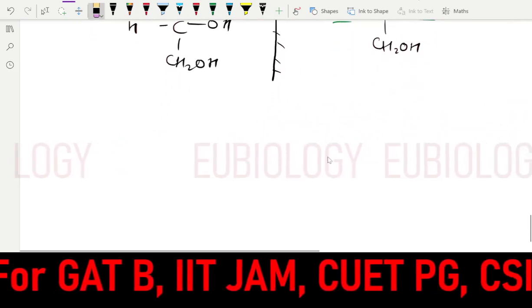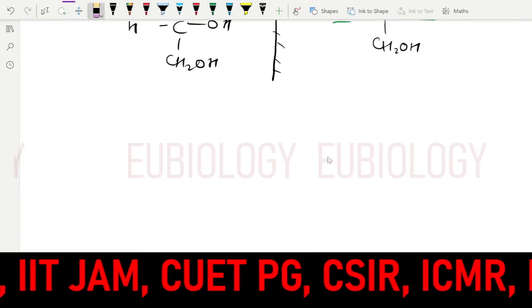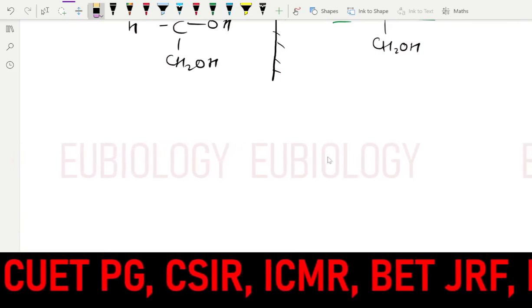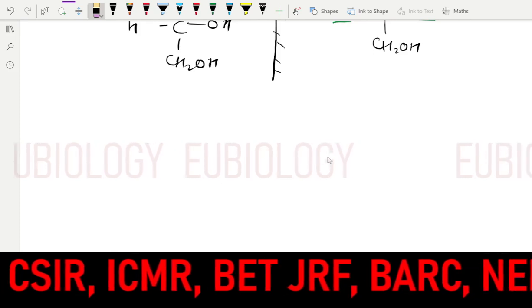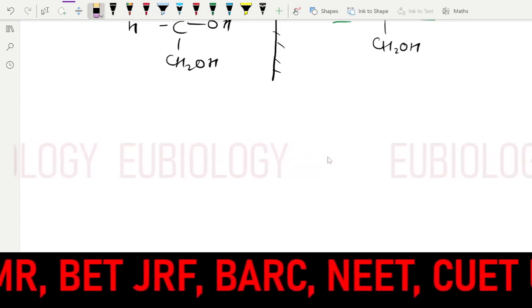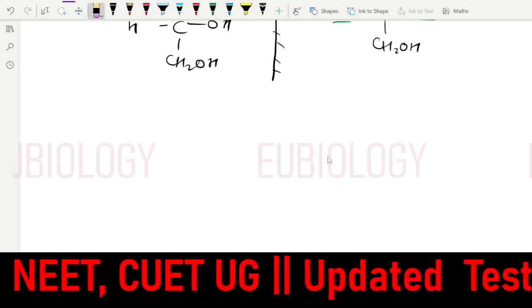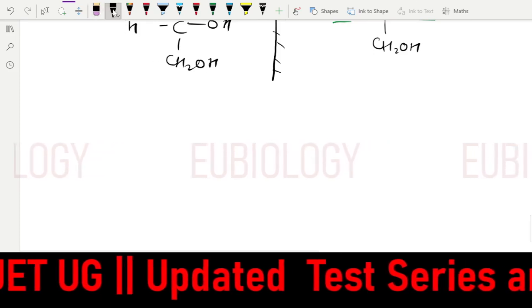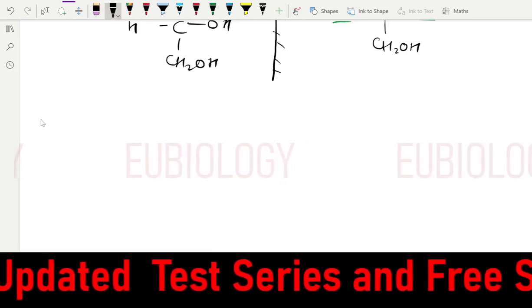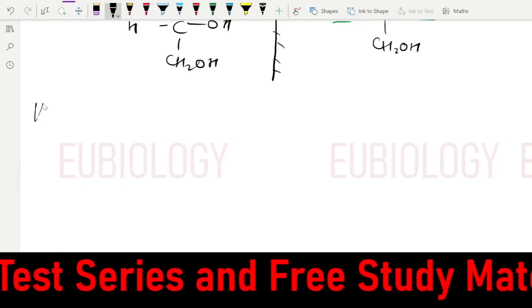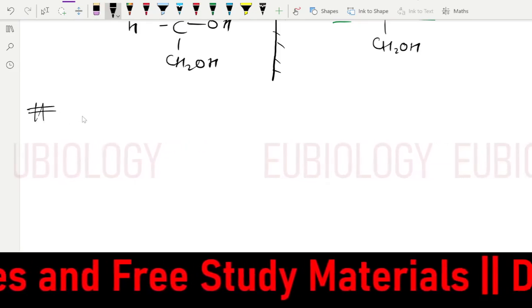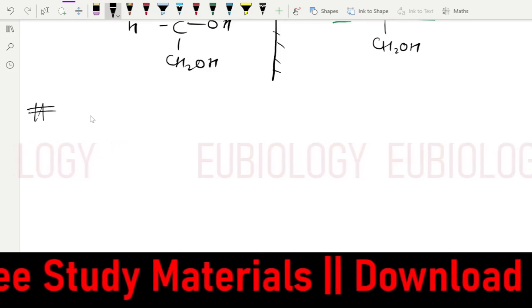Now we'll see the stereoisomers. What are stereoisomers? They have structural differences, and the chemical formula will be the same. Are stereoisomers very important for life? Yes, very important, because they define the activities of the enzymes and all.